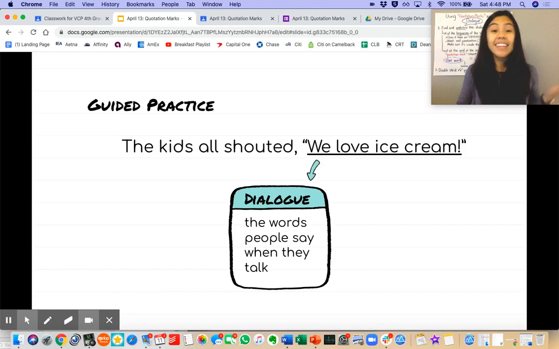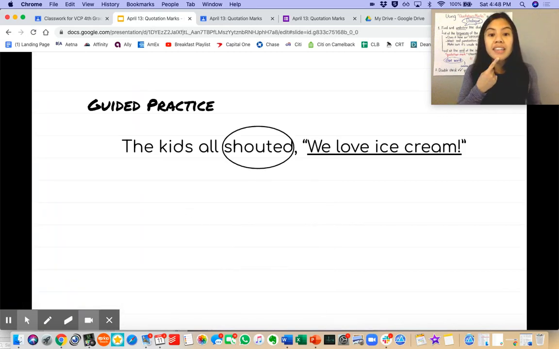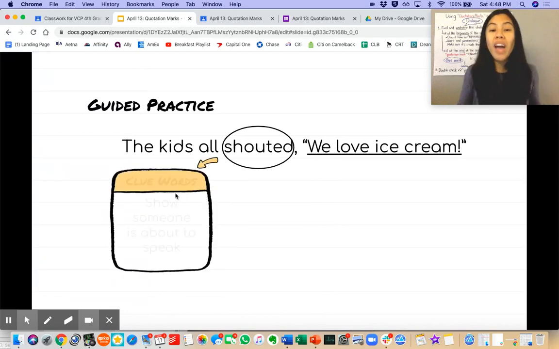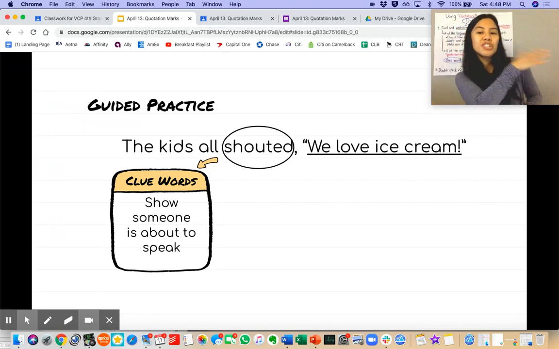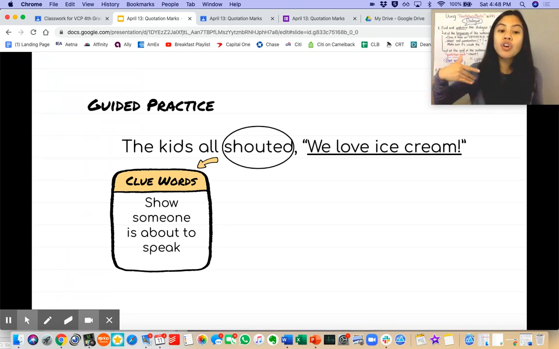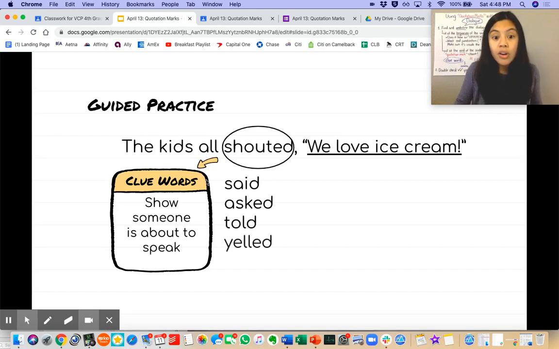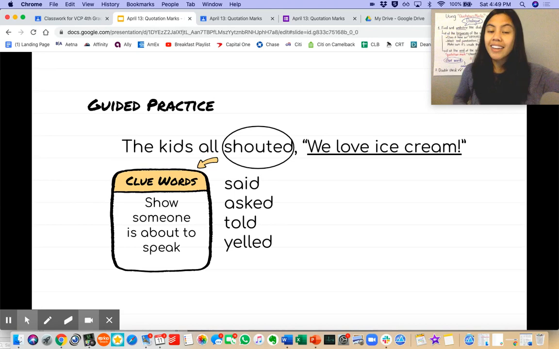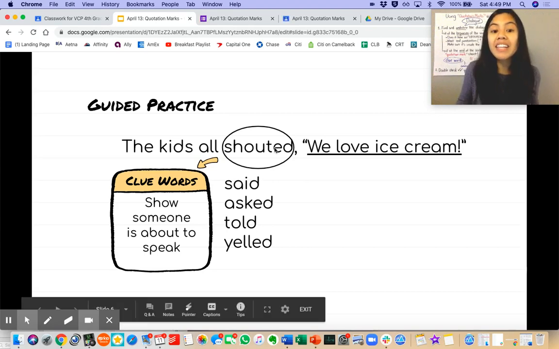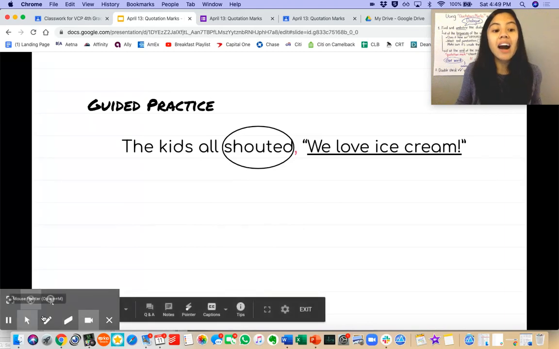I knew that there was dialogue in this sentence because of the clue word shouted. Clue words tell me when someone is about to speak or when someone is using dialogue. Clue words show me when someone is about to use dialogue or about to speak. Some other clue words include the words said, asked, told, or yelled. Can you tell me one more clue word that shows dialogue?